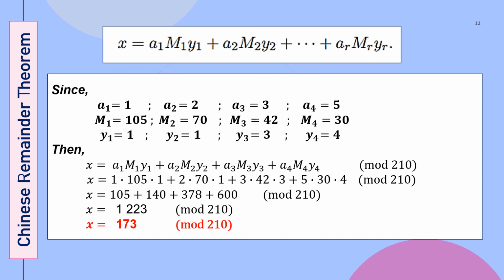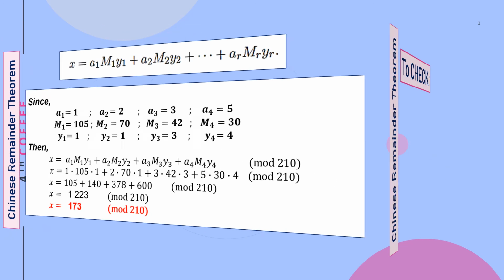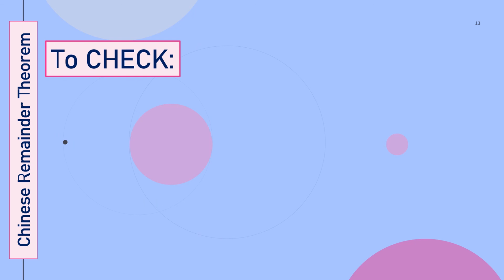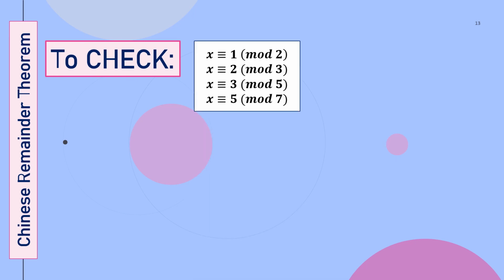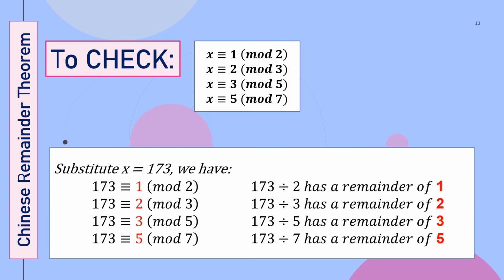We will divide 1223 by 210 and we will have a remainder of 173. Now, the value of our x is 173. Let's check if it is correct. We will substitute the value of x into x congruent to 1 modulo 2, x congruent to 2 modulo 3, x congruent to 3 modulo 5, x congruent to 5 modulo 7.